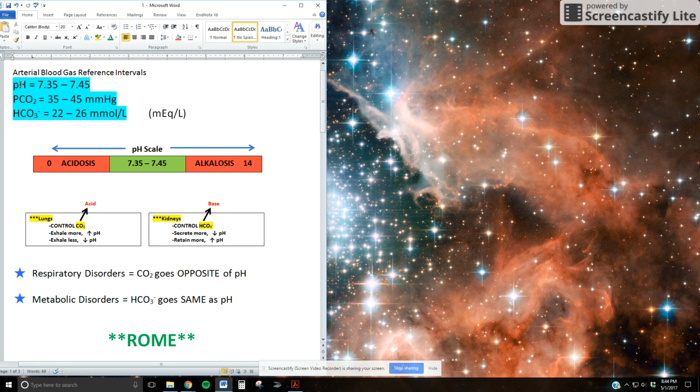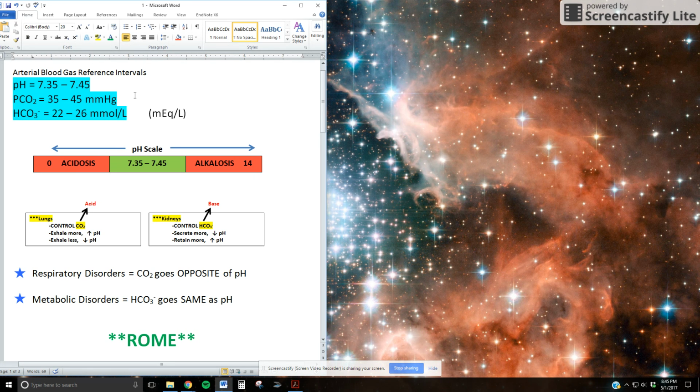They're not too tough. The pH of blood is 7.35 to 7.45. The PCO2 is going to be 35 to 45 millimeters of mercury. An easy way to remember that is this 35 and this 45. Well, that's your PCO2, 35 and 45. And then the bicarbonate is going to be 22 to 26 millimoles per liter.